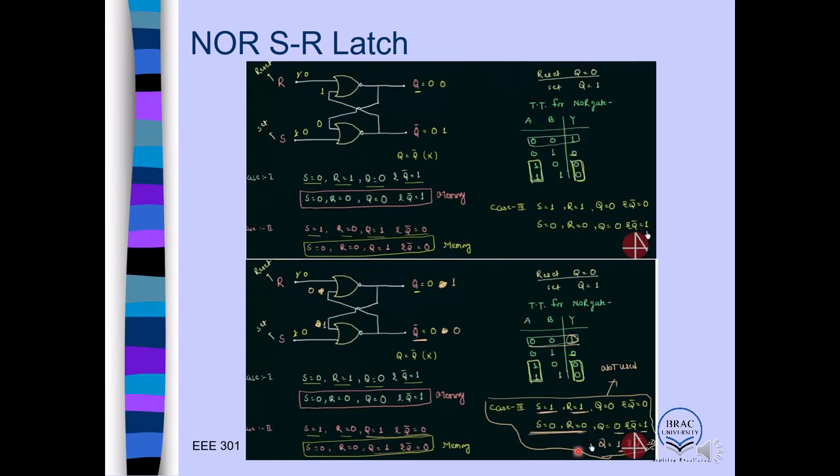So this is basically an unstable state. This is the unstable state because for case 3, for S equals 0, R equals 0, we got Q equals 0, 1 and also we got 1, 0. So this is an unstable state.